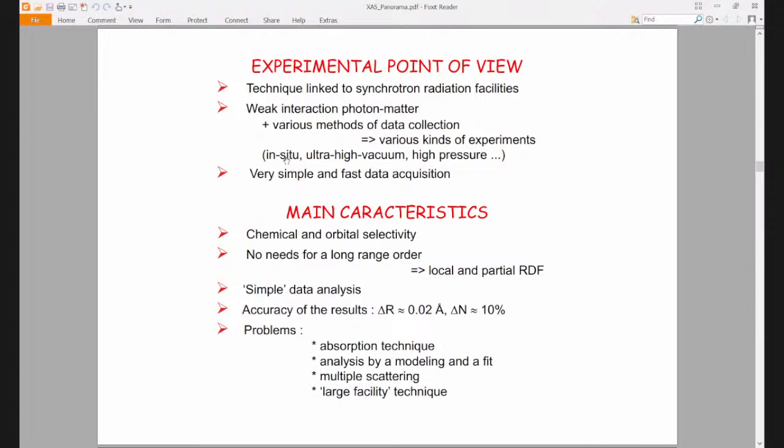Why? If you do XAS, you set your experiment to the platinum edge. In that case, you look at the environment of the platinum and what is going on with the platinum when you do bad things to the catalyst. Okay. And this was at the beginning maybe the most attractive field to use XAS. And now it has expanded to many different fields.